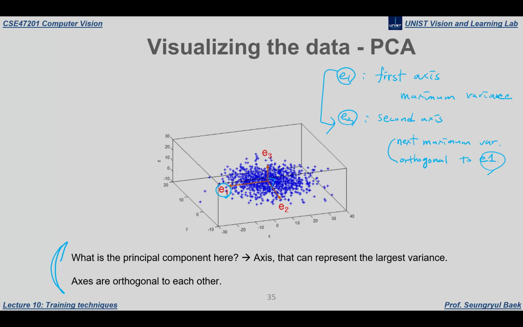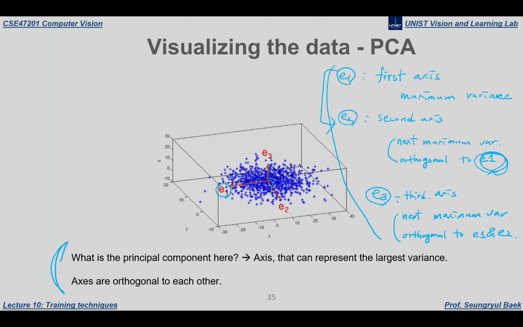So as the basis for describing the data samples, the axes have to be orthogonal to each other. So we have this kind of constraint, constraining all of the principal components to be orthogonal to each other. And third, when deciding the third axis, next, it may have the next maximum variance, also orthogonal to both E1 and E2. So this happens during PCA.